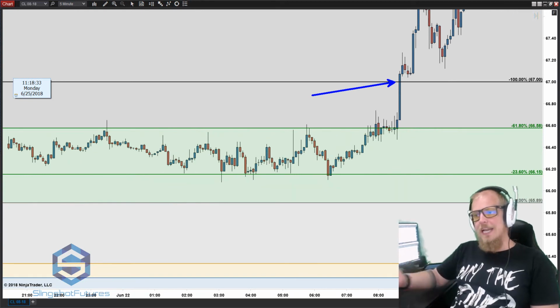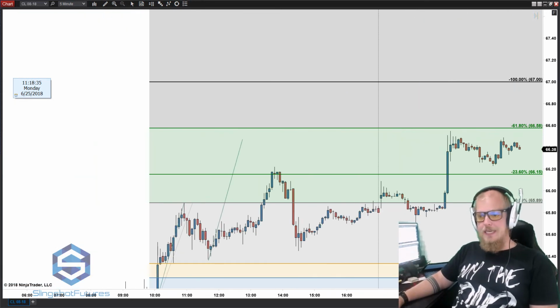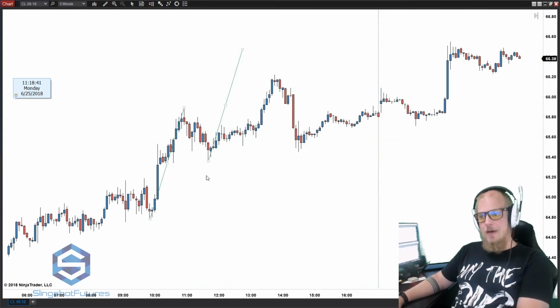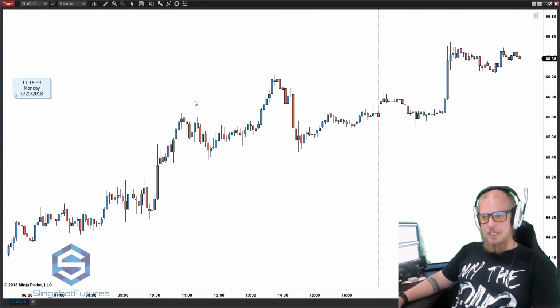So there's a lot of different variations on ways to trade this, and again, they're not all going to look perfect, but you will typically see them in this type of fashion. A nice blow-off move, a consolidation, and continuation.